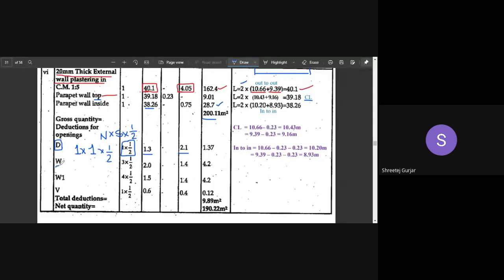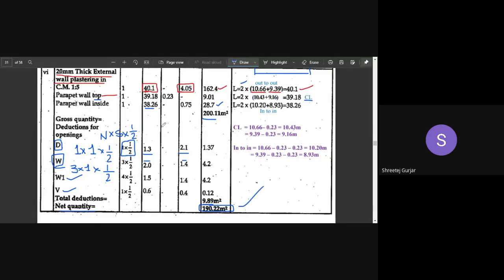So moving on to external windows W. If you just count how many are there, there are, I think, 3 number. So similarly, you can write 3, right? Number of windows 3 and number of surfaces that you need to deduct is 1 and into 50%, that is 1/2. So that is what is written over here, 3 into 1/2. And this is the size of our window. Similarly, you can do it for W1 and for ventilators also, and you can get the total deduction quantity. And from gross, if you deduct your total deductions, you get your net quantity of external plastering, that is 190. So it has reduced from 200 to 190.